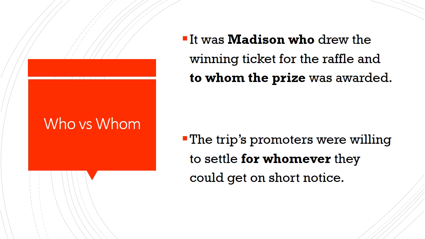It was Madison who drew the winning ticket for the raffle and to whom the prize was awarded. Here we have who relating to the subject Madison, and the preposition to relating to the object, which is the prize. This means that whom is more suitable for this context. The second example is this. The trip's promoters were willing to settle for whomever they could get on short notice. In this case, whomever is introducing the object of desire for the subject, the promoters.